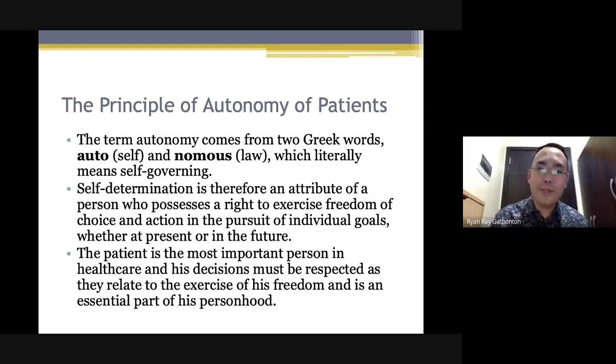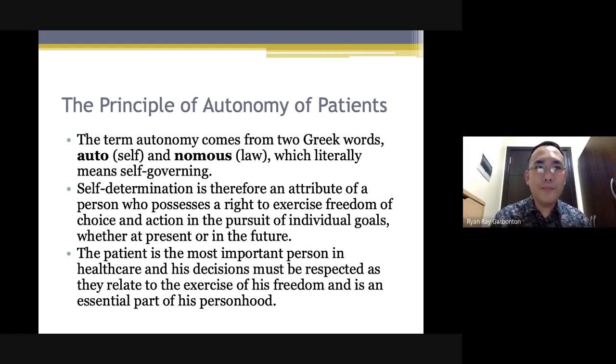Now, when we talk of autonomy, this comes from the two Greek words auto, which means self, and nomos, law. Okay. Now, if you combine them, this literally means self-governance. Okay. So the principle of autonomy says that people have their own right to rule for themselves. No. They have the right to self-determination, okay? An attribute of a person to possess the exercise, freedom of their choice and action in the pursuit of individual goals, whether in the present or in the future.